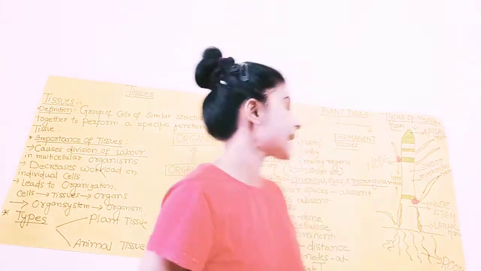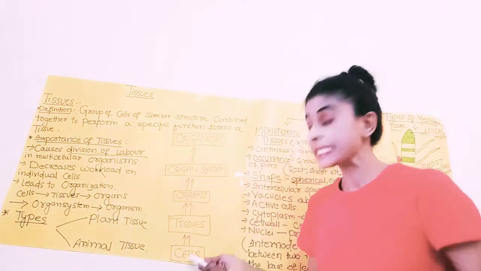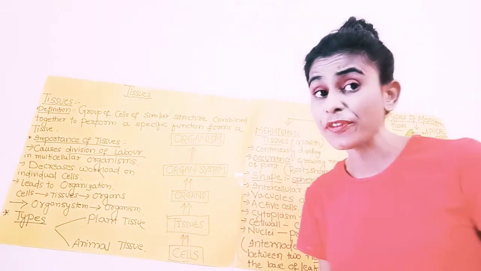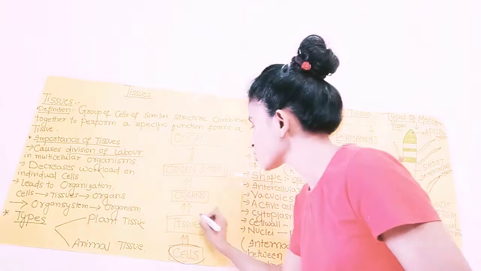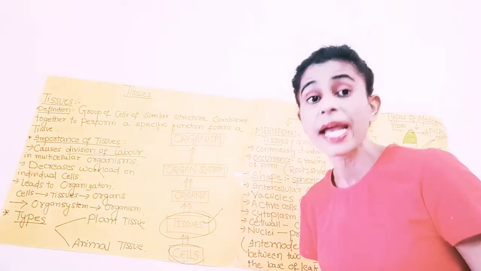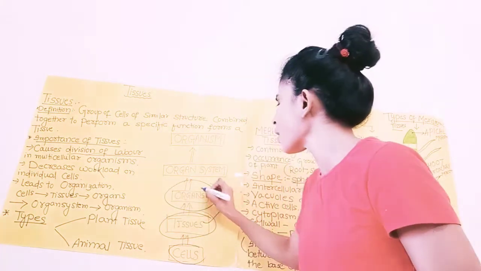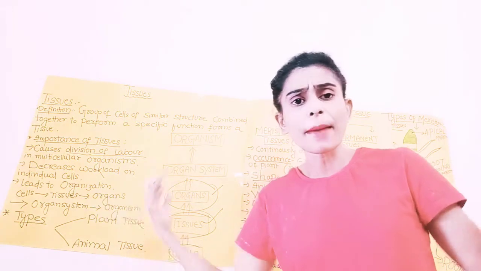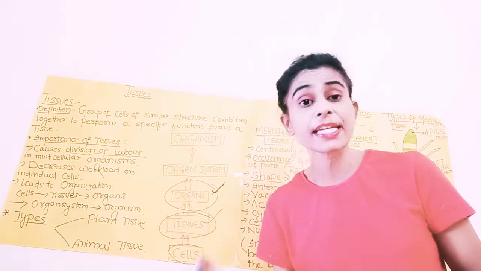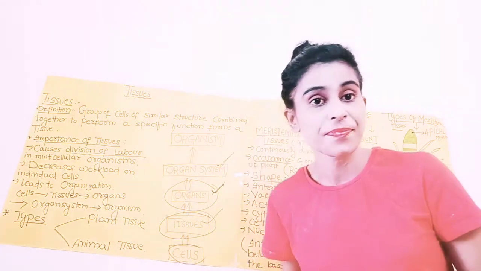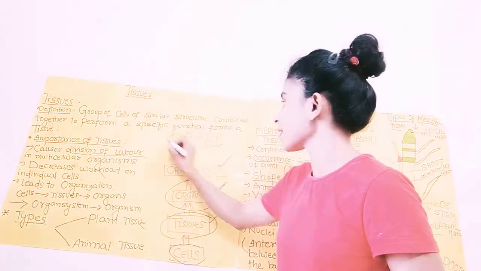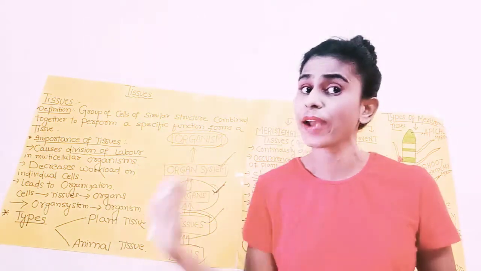What type of organization? Your organization starts with cells. When a group of cells combines, what are we calling it? A group of cells combines to form tissues. A group of tissues combines to form organs: your heart, kidney, brain. A number of organs are there inside our body. And when a group of organs combines, it forms your organ system. Finally, when a group of organ systems combines, it forms an organism, whether it may be a plant or animal.